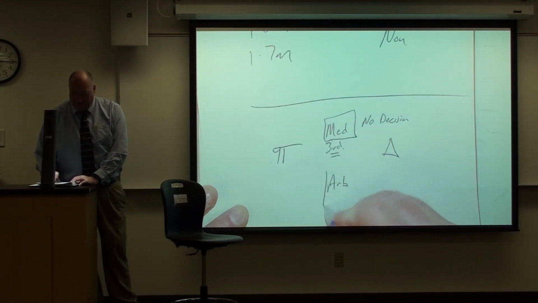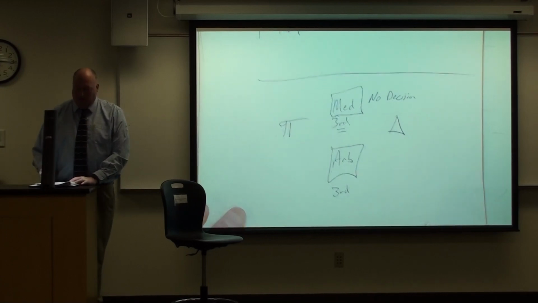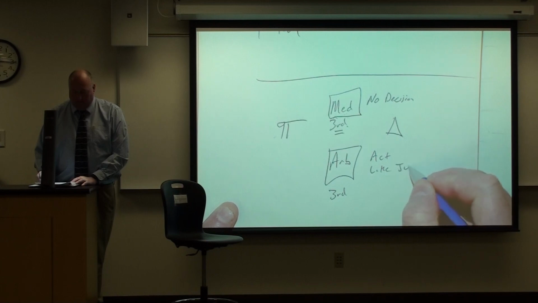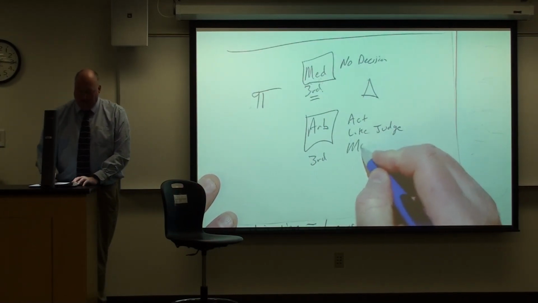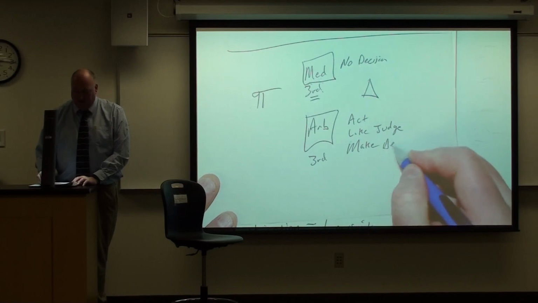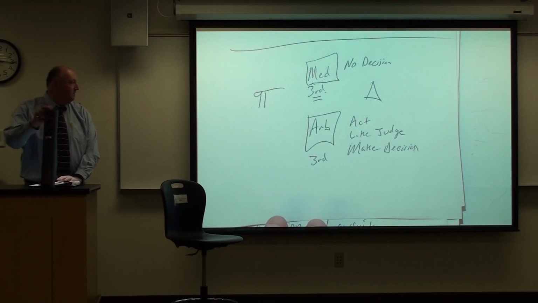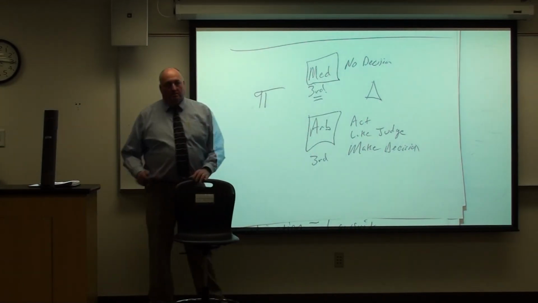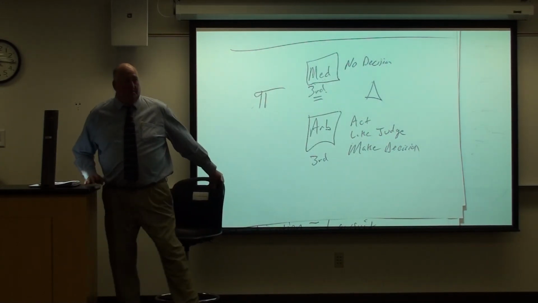Arbitration. In arbitration, you have a third party that will act like a judge and make a decision. I apologize for my bad handwriting. Okay? So arbitration is basically like a private trial, so to speak.